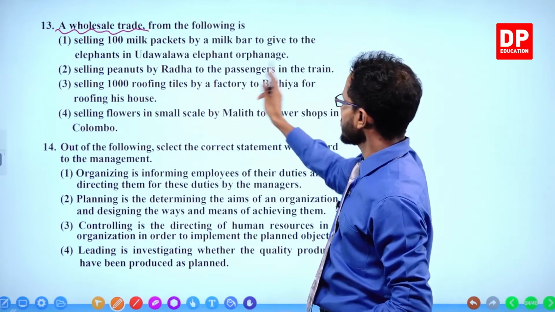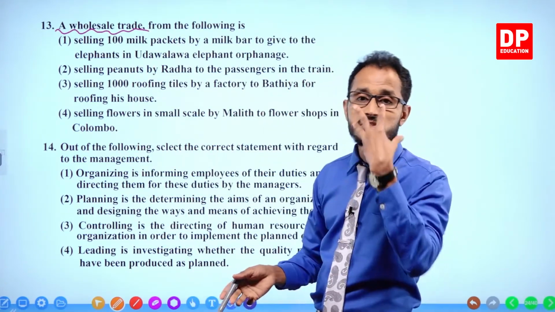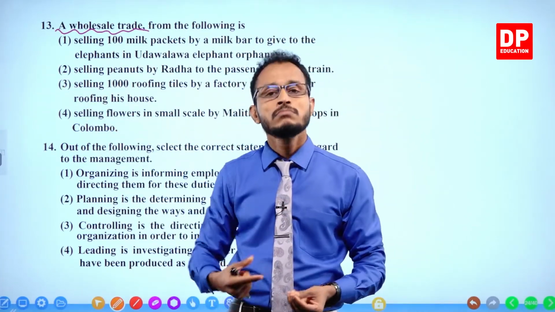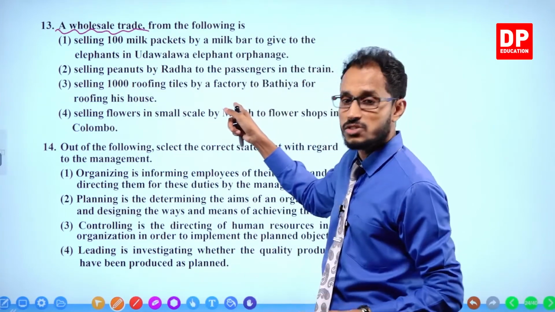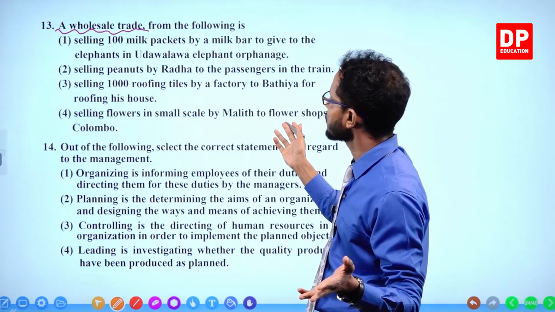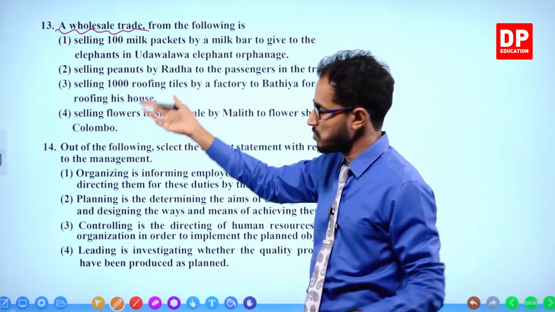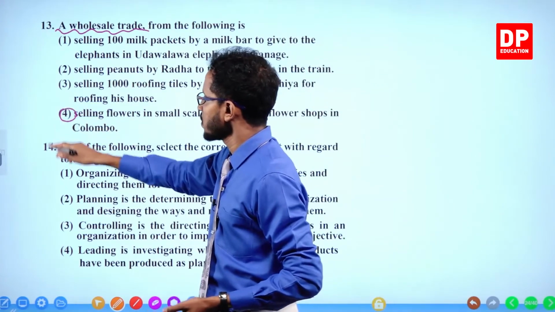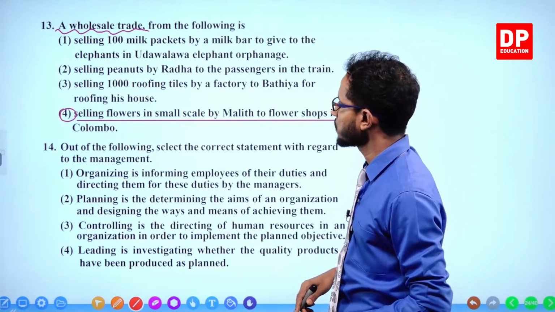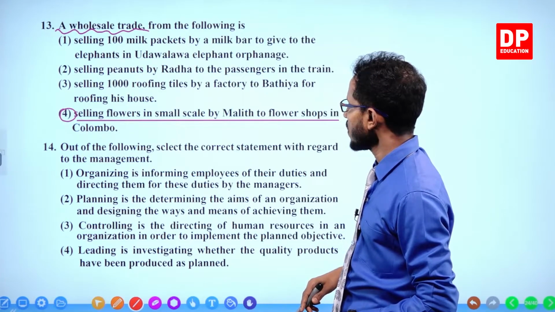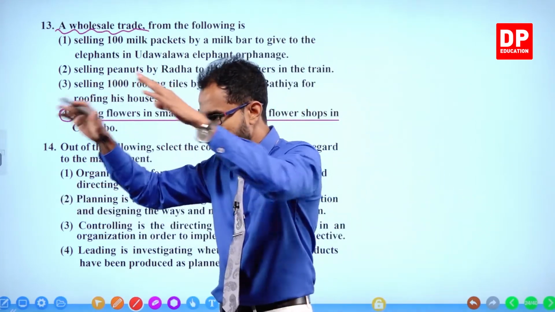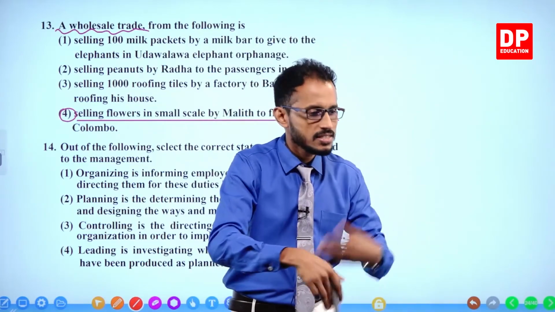Selling peanuts by Radha to the passengers. Passengers of the train are the final consumers. They take peanuts, pay the money to Radha, and they eat the peanuts. Final consumers. 1,000 roofing tiles sold by a factory to Bhatia for his own house. Bhatia is the final consumer. This is the wholesale trade: selling flowers by Malit to other shops. The shops take flowers in order to resell.